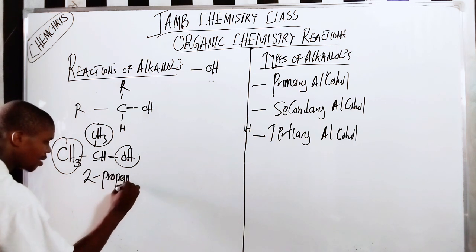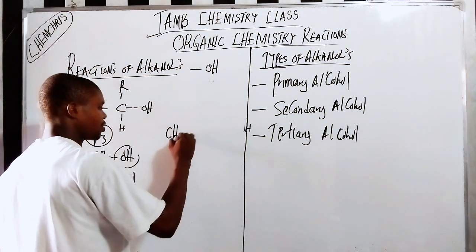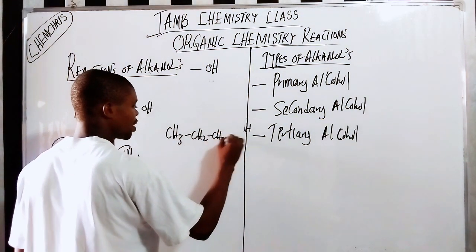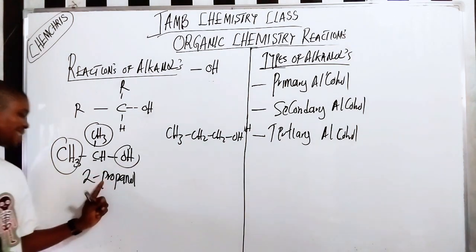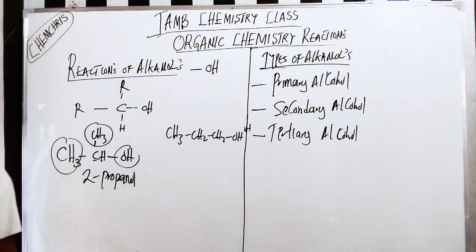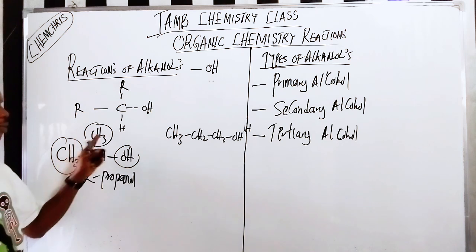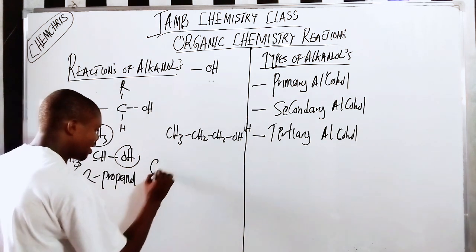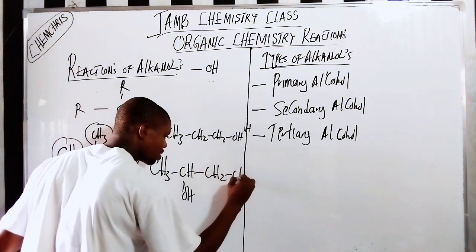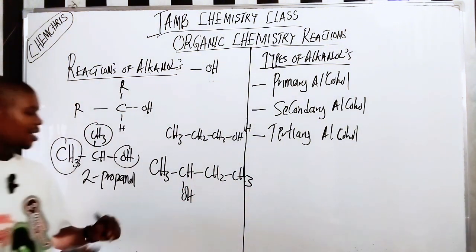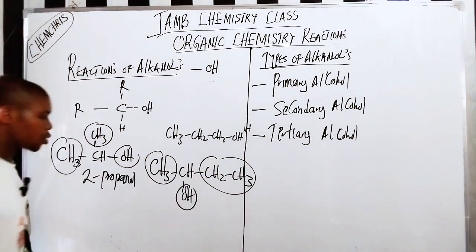2-propanol. 1-propanol is primary, CH3CH2CH2OH. 1-propanol is a primary alcohol, but 2-propanol is called secondary alcohol. Why? Because the carbon atom that bears the OH has two alkyl groups. Another example is CH3CHOHCH2CH3. If you check very well, this carbon atom that bears the OH has two alkyl groups, and the name of this compound is 2-butanol.